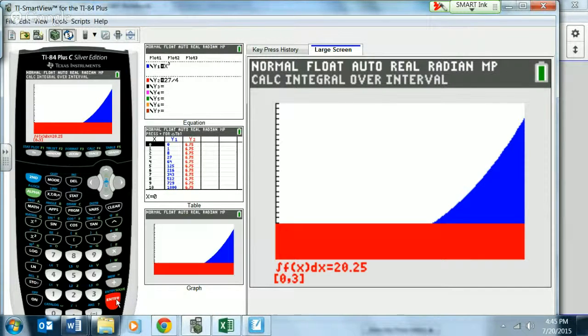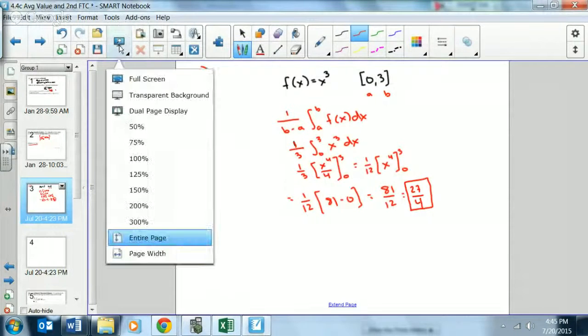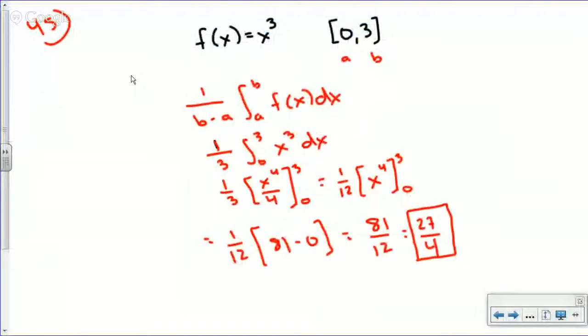And that also has area of 20.25. So we did indeed find the average value there. The average value, or the average height, if you'd like to think about it that way, is 27 over 4. Okay, this guy here. Okay, why don't we try number 46 together also?